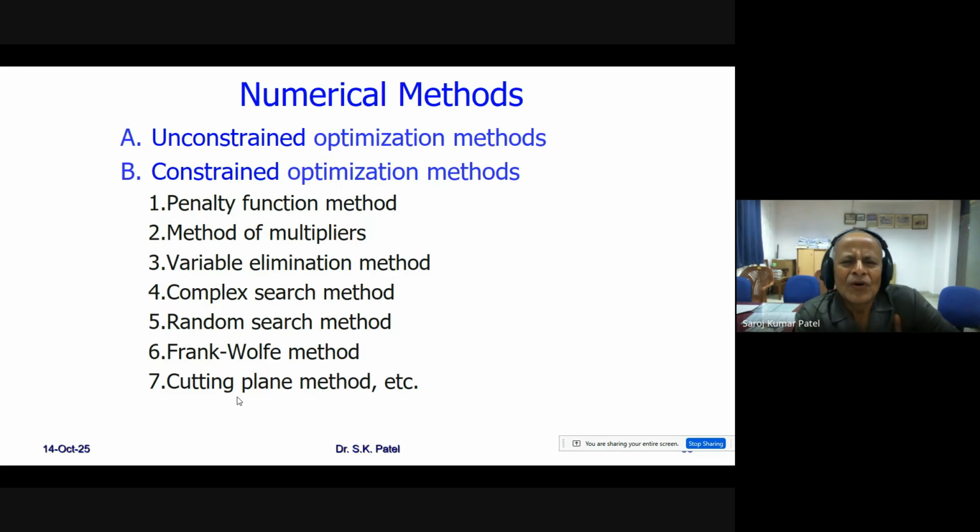Now, whatever methods we listed down are all for unconstrained optimization problems, when there are no constraints. But when constraints are associated, then the methods are penalty function method, method of multipliers, variable elimination method, complex search method, random search, rank one method.